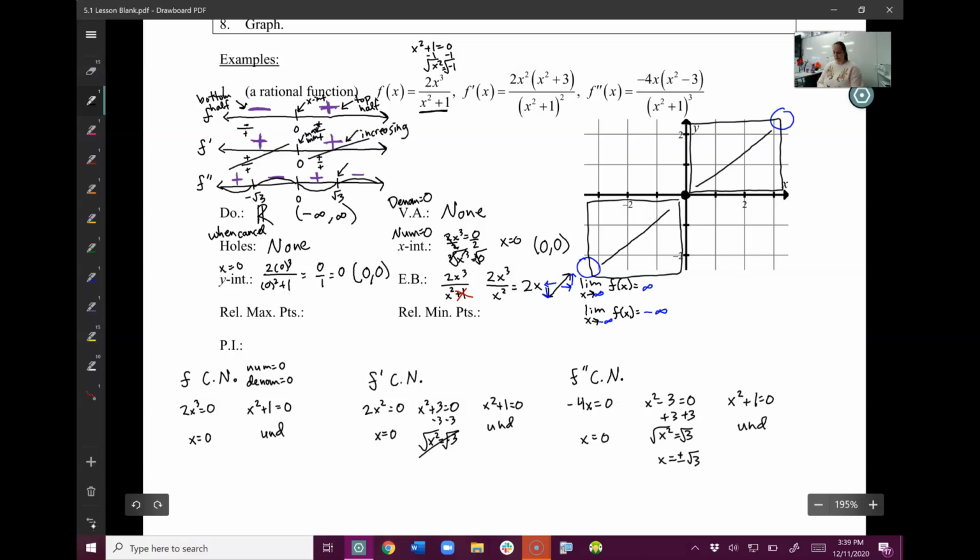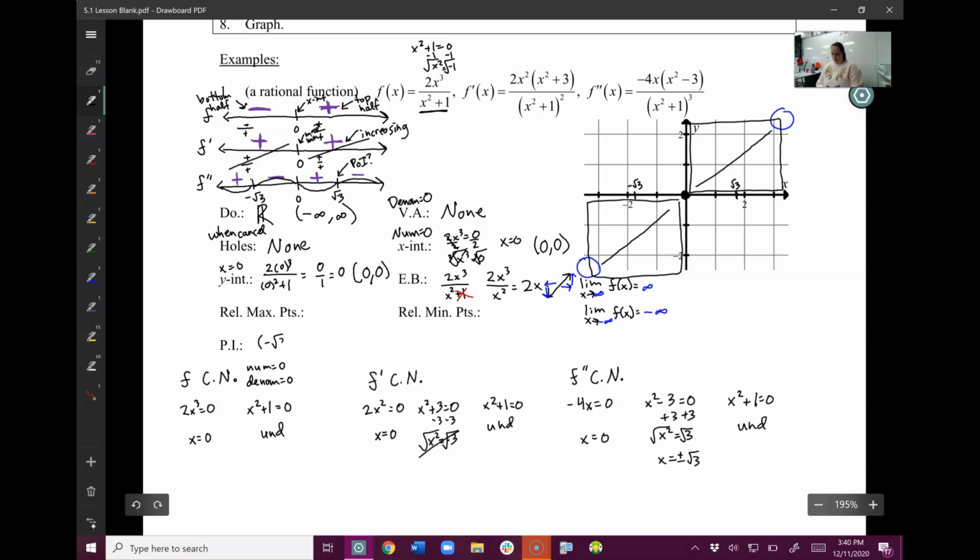And remember what we talked about, that these points are our possible points of inflection. And it's only a point of inflection if it changes concavity, which this one does. So this changes from positive to negative, so that's going to be a point of inflection. Changes from negative to positive, so that's a point of inflection, and from positive to negative, so that's a point of inflection. So now I can go here, let's find negative root 3, which is going to be about here, and positive root 3, and figure out what these points of inflection are.